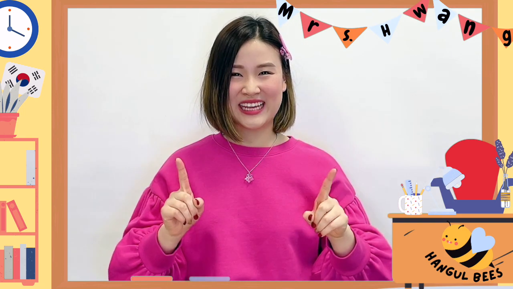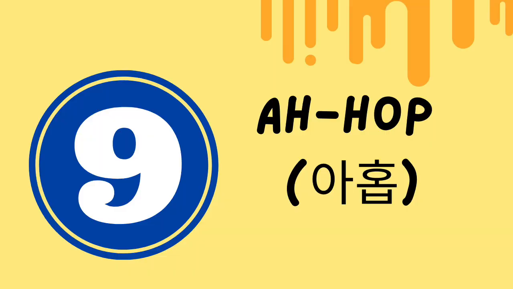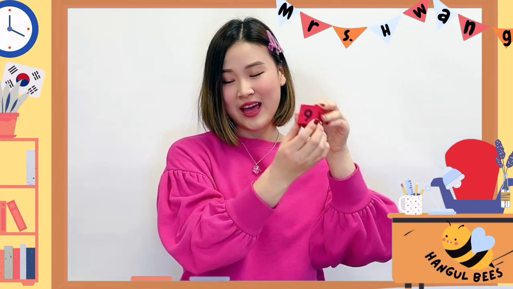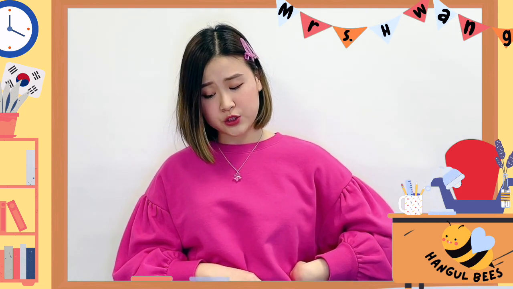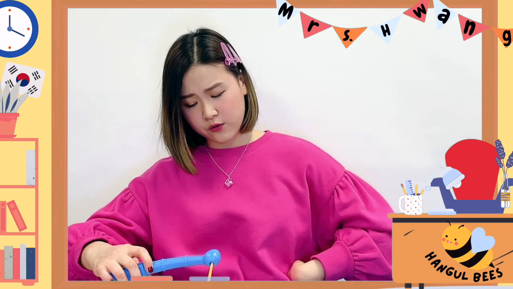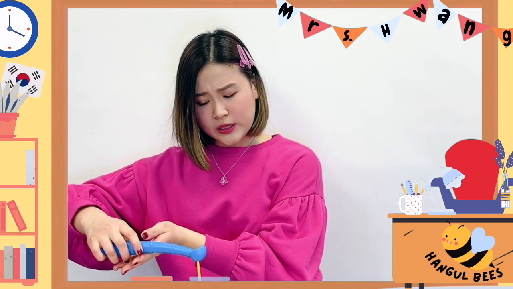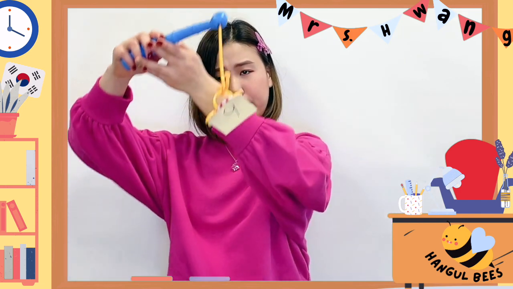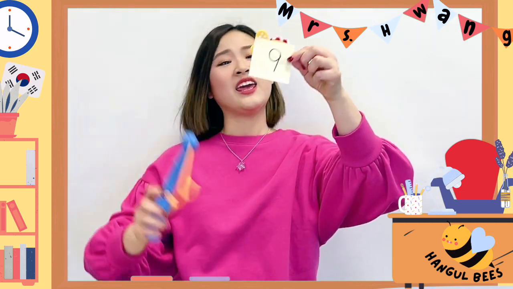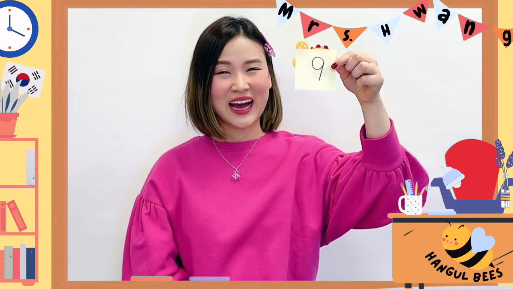What's 9 in Korean? It's 아홉. Why don't you try saying 아홉? 아홉. Very good. And where is the 아홉 fish? Where is the number 9 fish? Oh, I think I spot it. It's right over here. Oh, it's the big one. Boom. Here it is. 아홉.